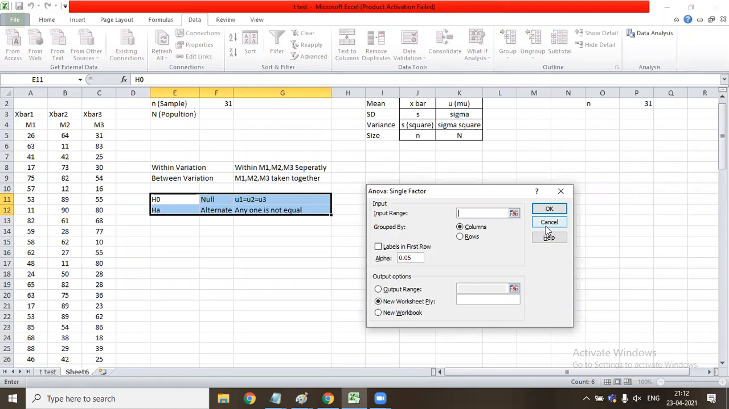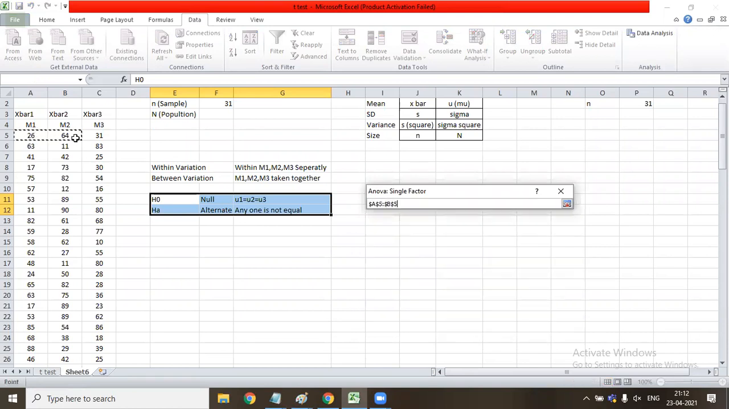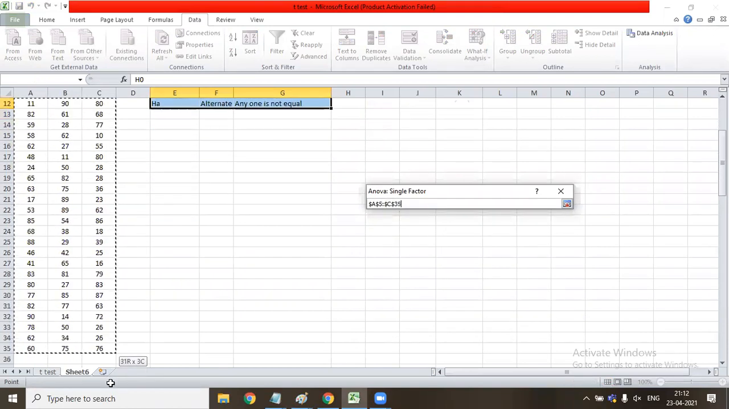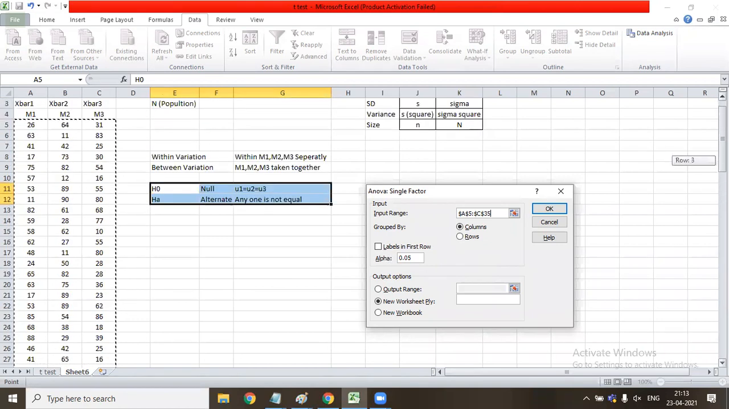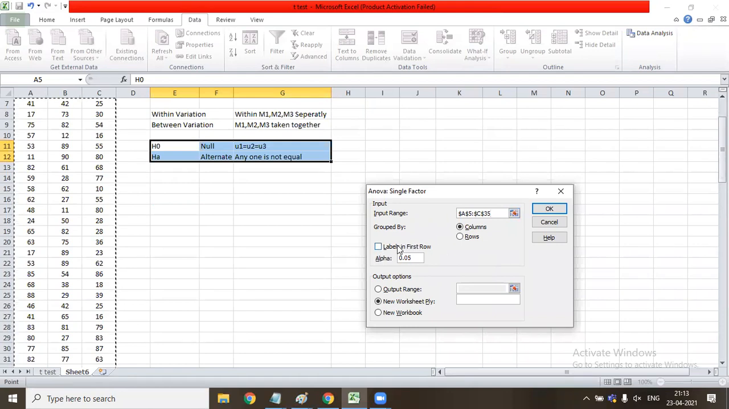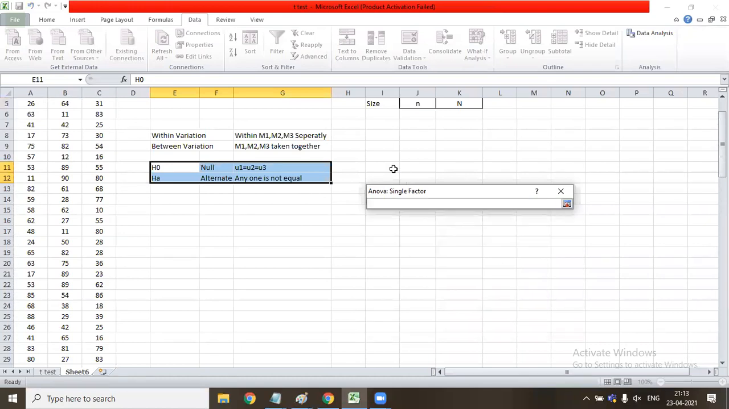Okay, now it says input range. I'll select the input range like this. So I've selected all 3 columns together. And I'll say what output range we expect. In case you select M1, M2, M3 as well on top like this, then click on labels in first row. Right now I have not, so I'm not clicking here. I'll say output range, I need my output here.